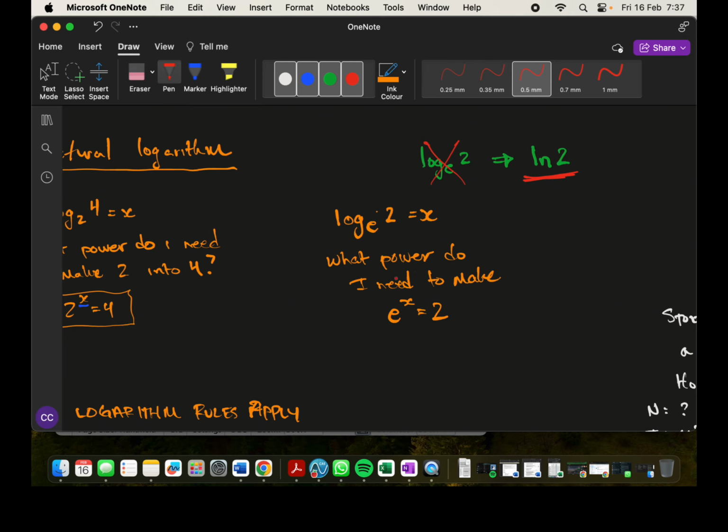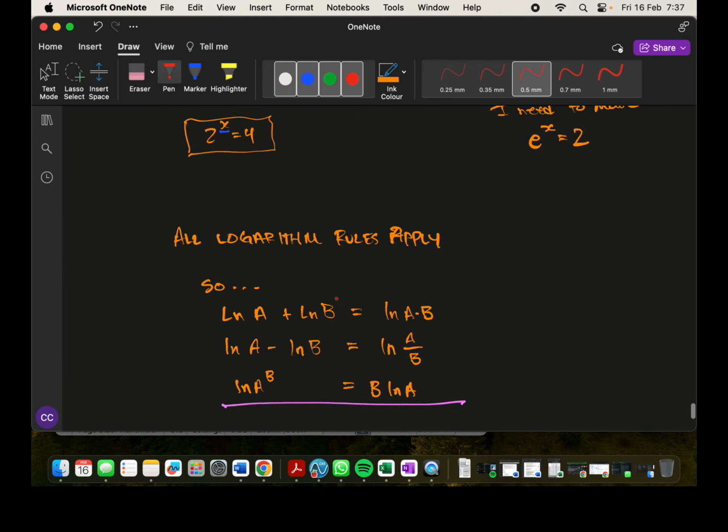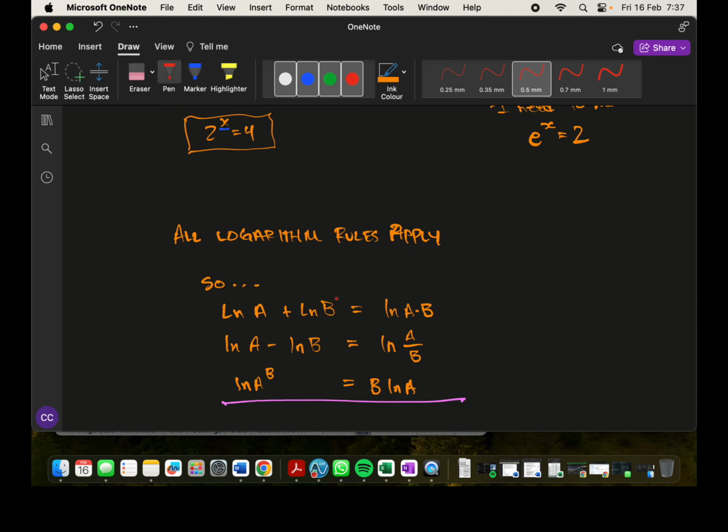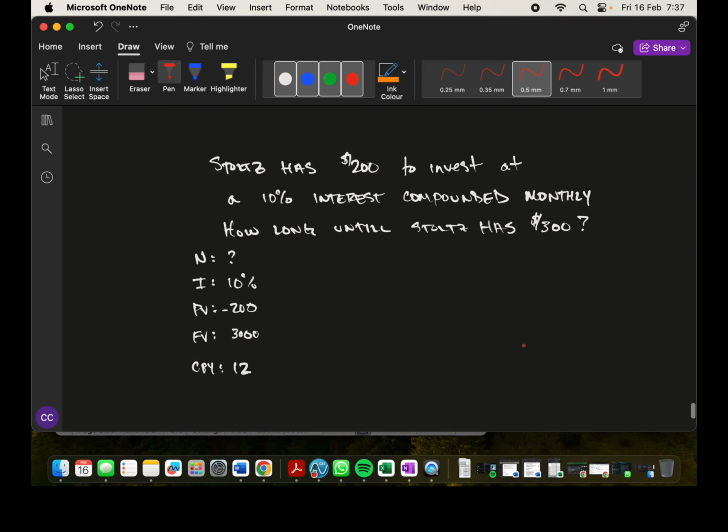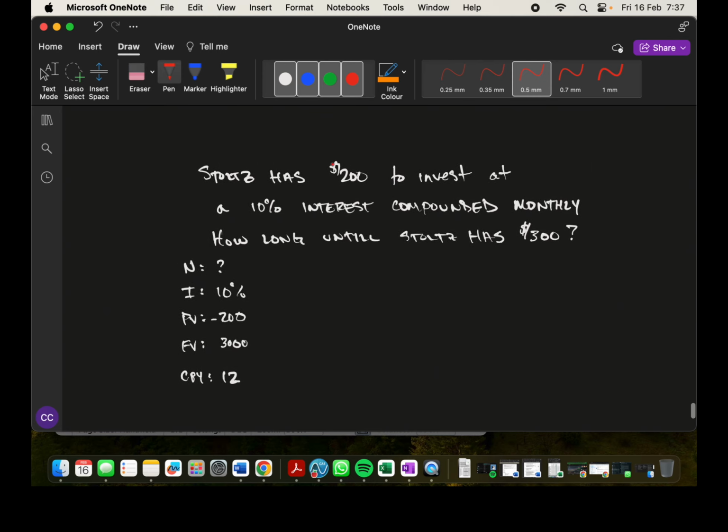Now, it's a logarithm. So because it's a logarithm, all of our logarithm rules are still intact. If I add, I multiply inside. If I subtract, I use division inside. And if I raise something inside a logarithm to a power, it's the same as multiplying by that logarithm. Okay? So, on to the next idea.